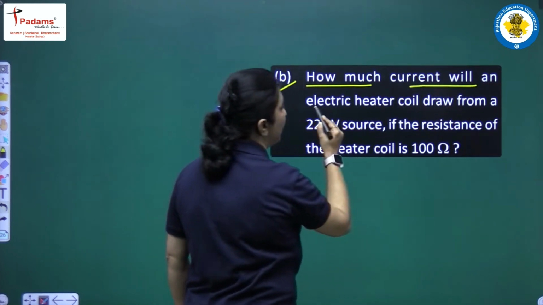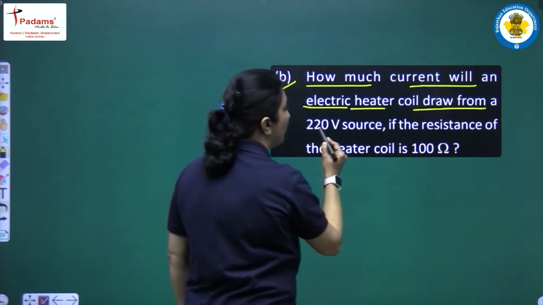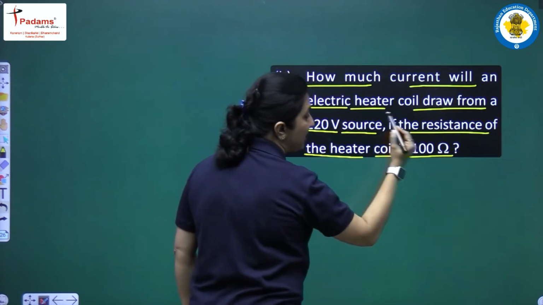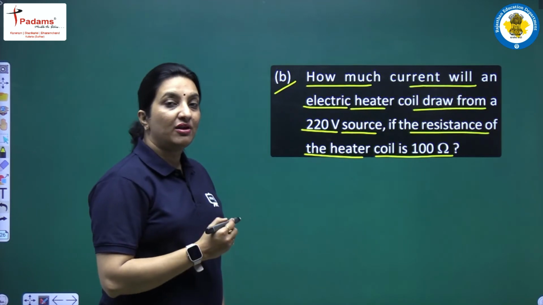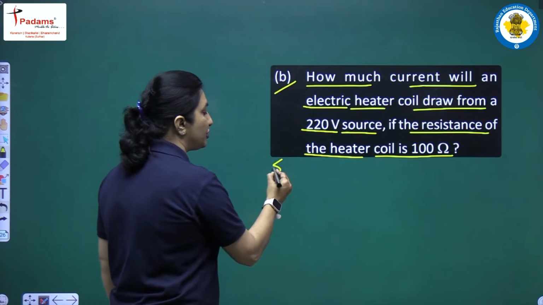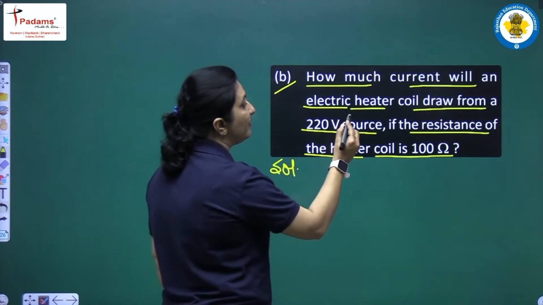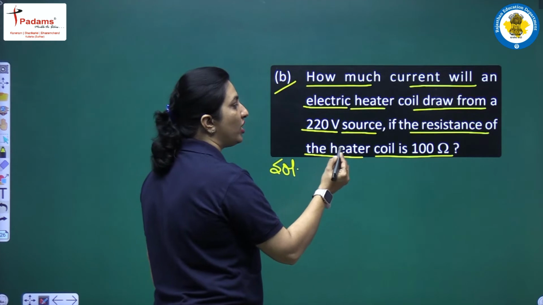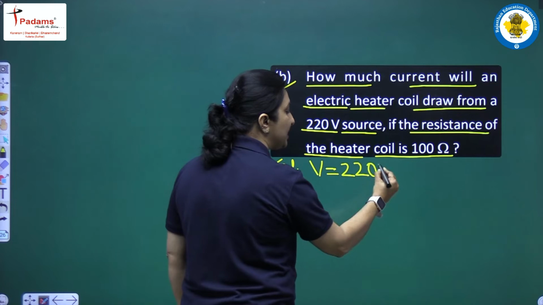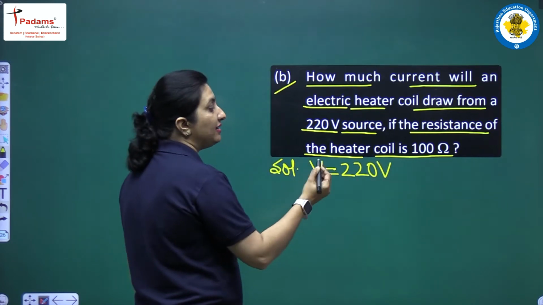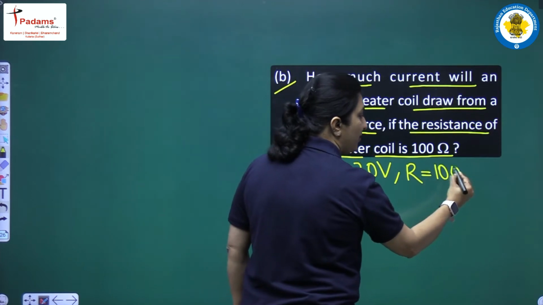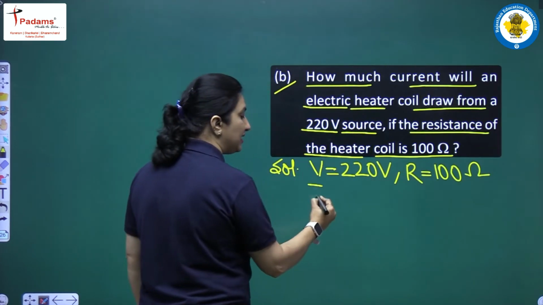How much current will an electric heater coil draw from a 220 volt source if the resistance of the heater coil is 100 ohms? Now here again, to solve the numerical problem, we will write the quantities which are given. So the electric heater coil draws from a 220 volt source. So the potential is again 220 volts. Then the resistance of the heater coil is given as 100 ohms and we need to calculate the current.